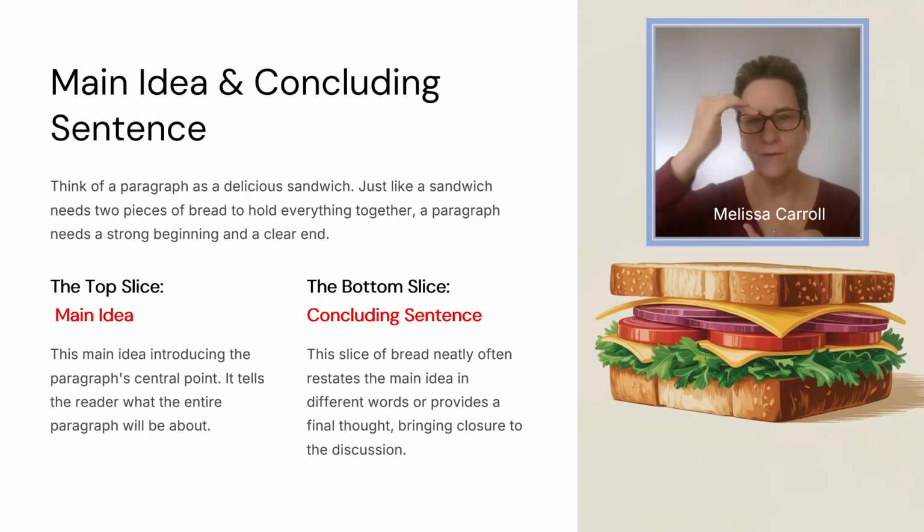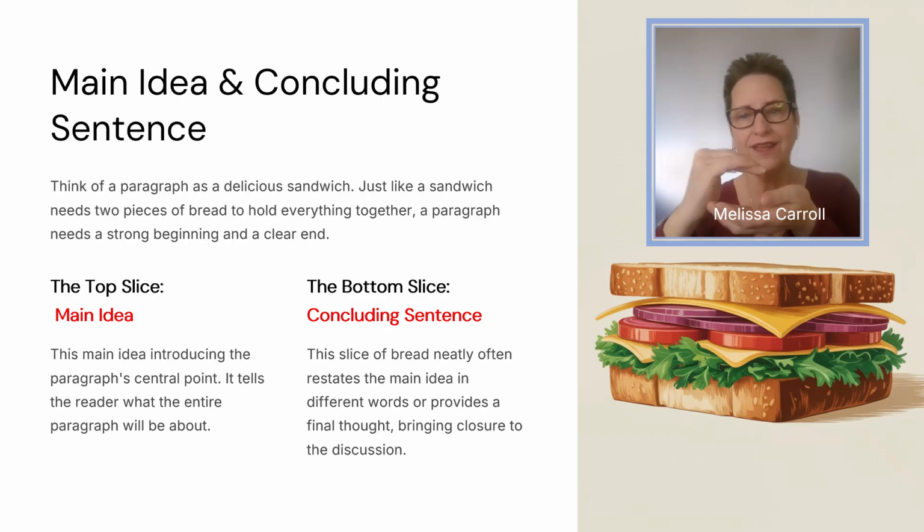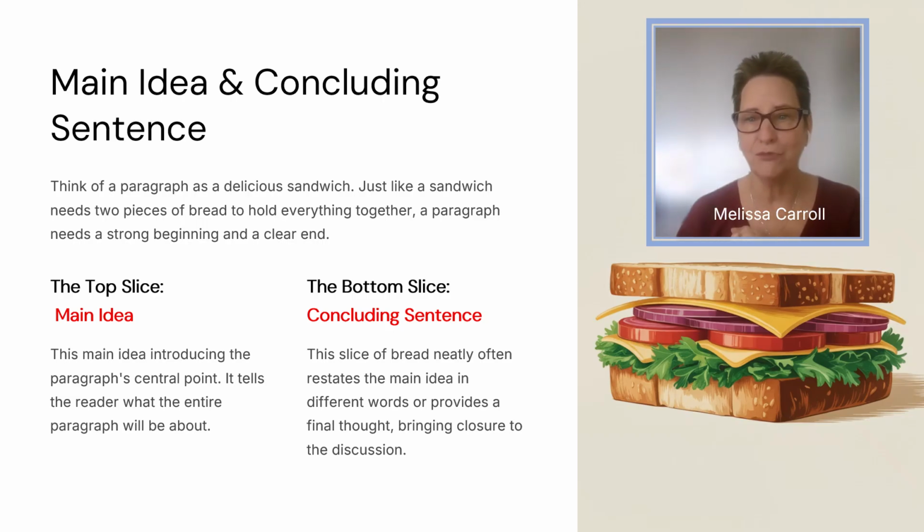So you have your main idea and your concluding sentence, and they look similar. These two slices of bread look similar, but one's on top and one's on bottom, so they are a little bit different. So you will notice in a paragraph that your main idea and concluding sentences will be similar, yet not identical. They cannot be exactly the same. You can reword or paraphrase your main idea, and that can be your concluding sentence.